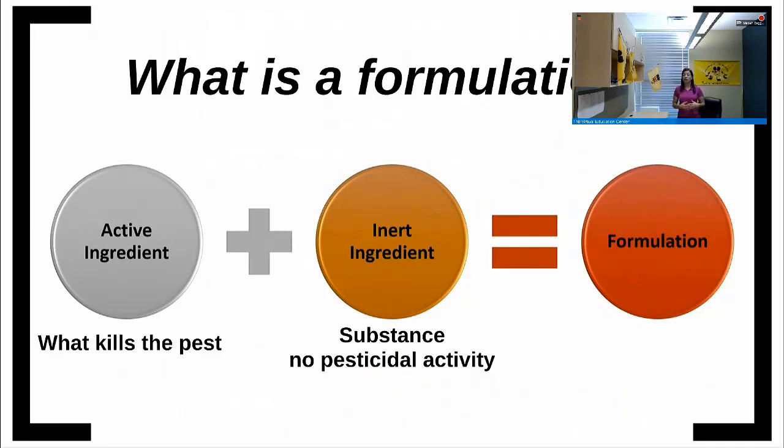Formulation also could be a diluent, or it could help the formulation to be attached to the body of the pest. For example, we have wettable powders that contain clay, making the particle containing the active ingredient bigger and easier to be carried by arachnids such as scorpions and spiders. So the combination of active ingredient and inert ingredient is what we call formulation.